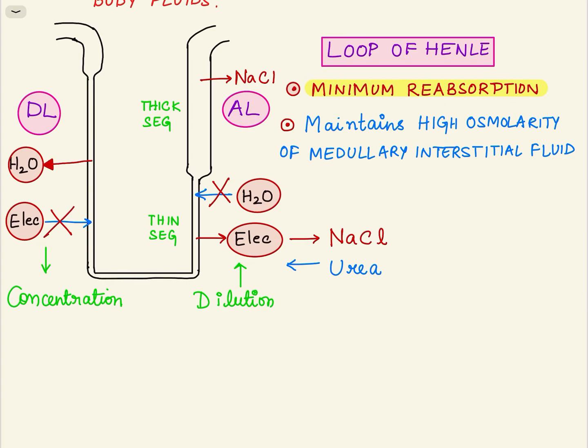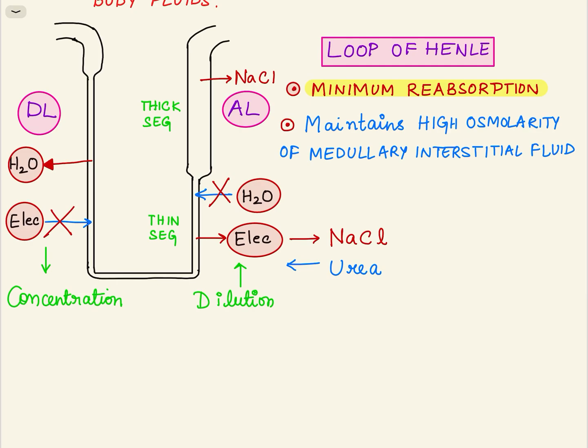We will learn about concentration of urine and how the loop of Henle plays a role in concentration of the interstitial fluid. But before that, you need to remember that the descending limb is permeable to water and impermeable to electrolytes. So if the water is coming out, what will happen to the concentration of the filtrate? It will increase. As it comes down the descending limb, the concentration of the filtrate increases, while the ascending limb is impermeable to water. It does not allow water, but it allows exchange of electrolytes like sodium chloride and urea. Here sodium chloride comes out of the thin segment while urea enters the thick segment, right?